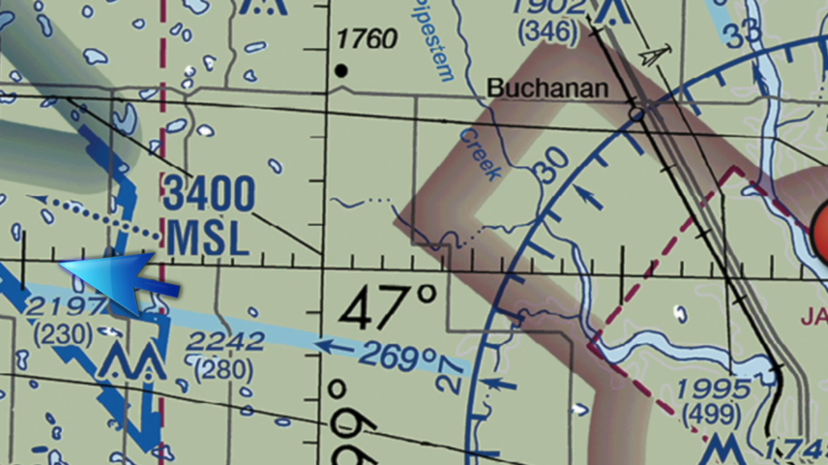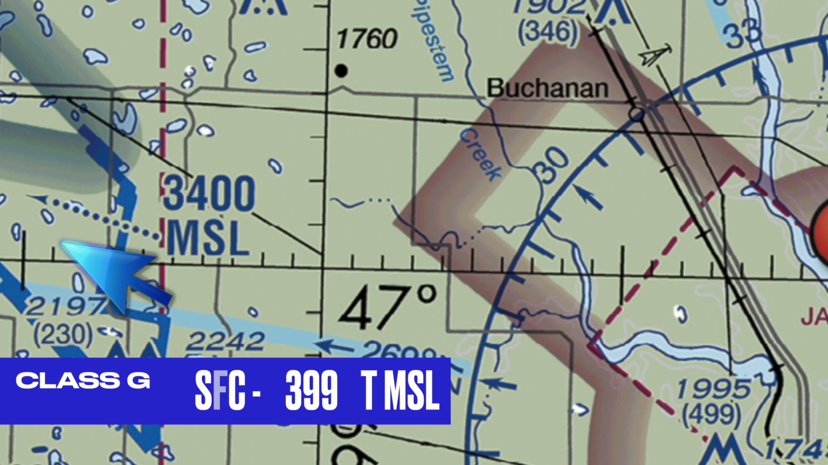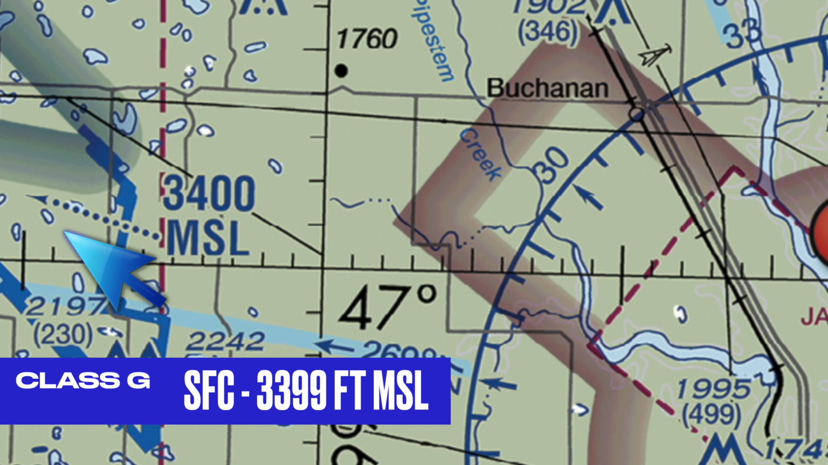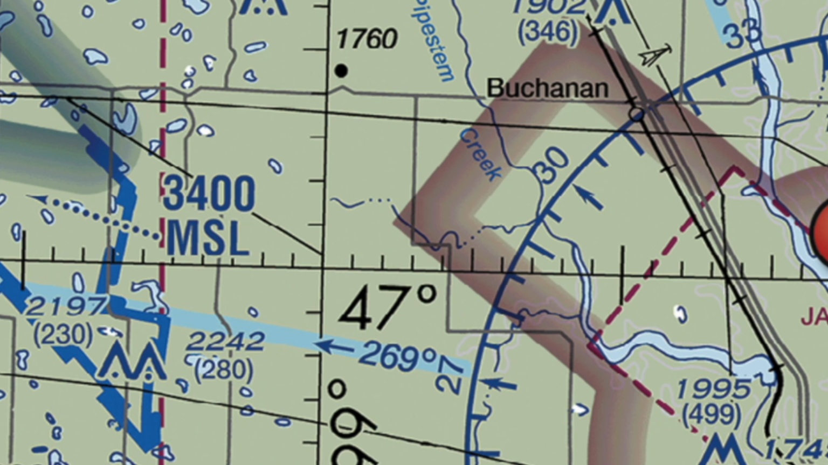And what's so compelling here is that the ceiling of Class G airspace will go up to 3,399 feet MSL. And all this time you thought that you could only measure Class G airspace in AGL, right? Well, it's from the surface up to 3,399 feet MSL. So here's the crazy question. You're in Class G airspace. It's uncontrolled airspace. Do you need authorization to be able to fly up to 3,399 feet MSL?